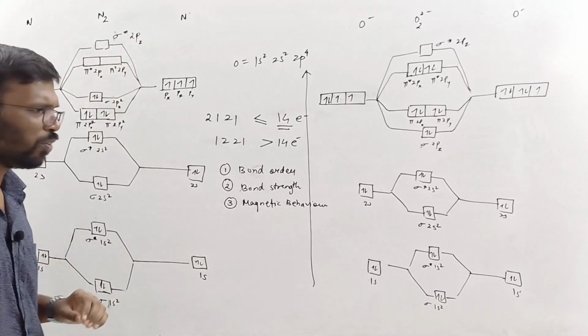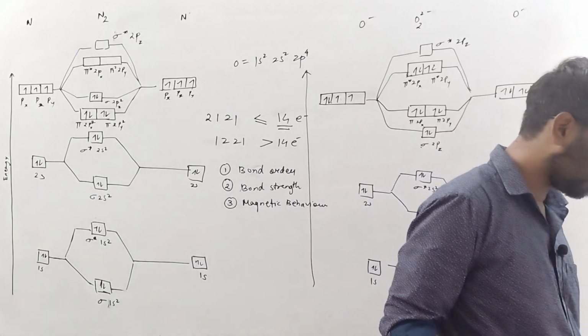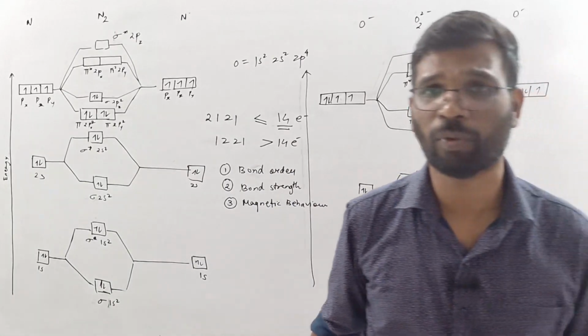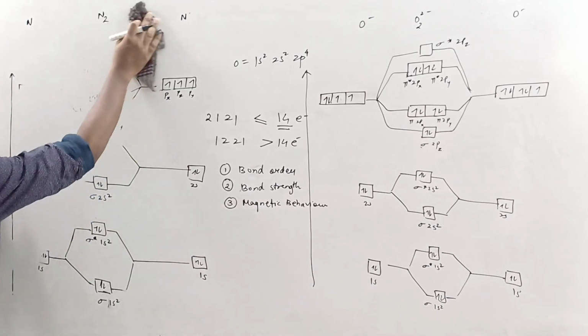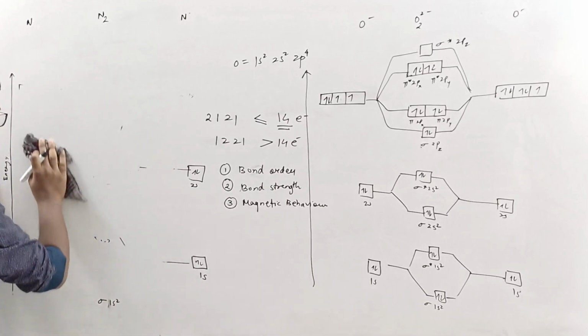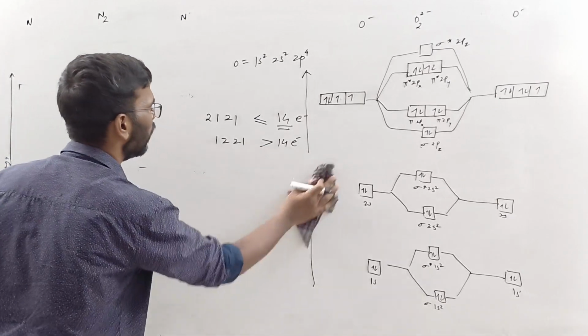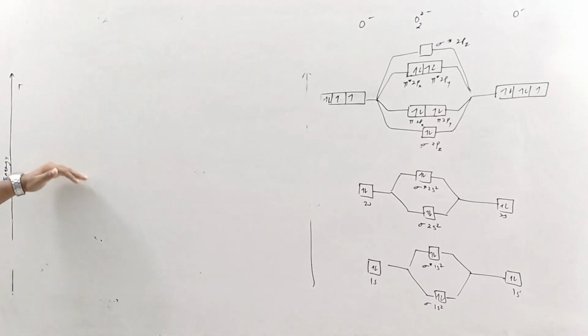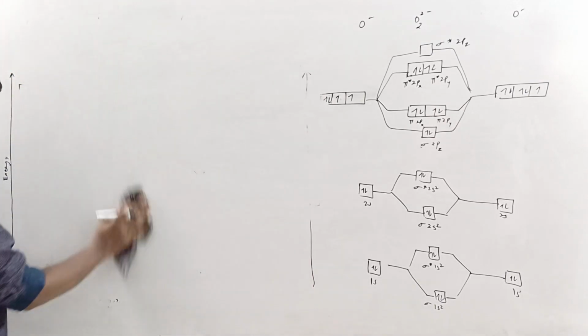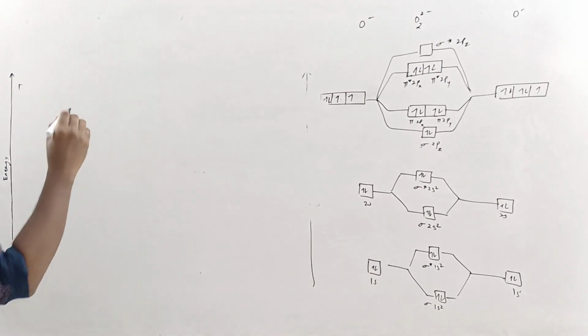But I'll tell you the trick. You don't have to always draw this diagram. It will consume a lot of time, and you won't have so much time in the exam. What you can do, I'll suggest you something: always consider only the outermost electrons. Okay, if nitrogen is there, I've started from 1s, 2s, 2p. So you can just start from the outermost electronic configuration, and roughly you can do it this way.